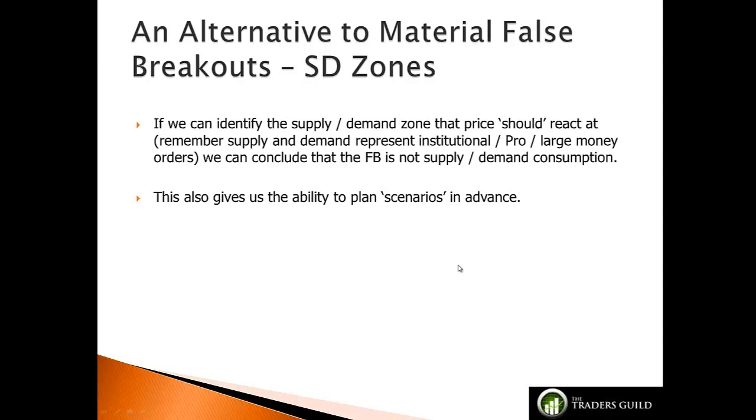And this gives us the advantage in terms of we can plan scenarios in advance. We can find support resistance zones, for example, look for a clear supply demand zone and plan for what should happen, what we want to happen, and plan that trade out in advance, just like we can with FTBs.